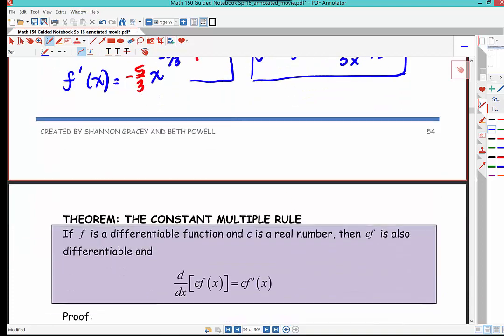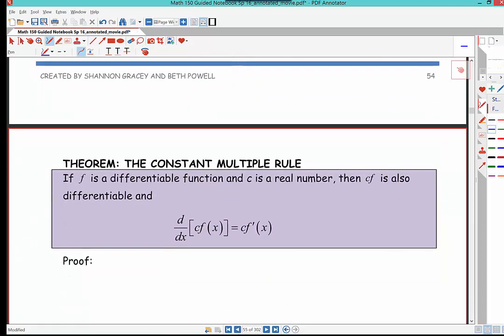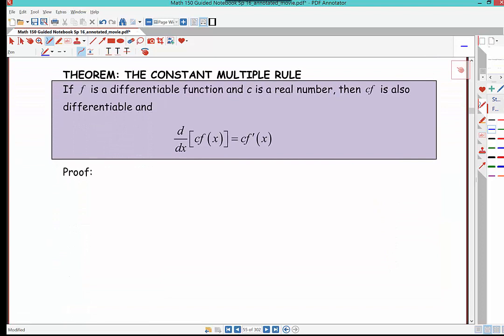Okay, so next up, we've got the constant multiple rule. It turns out when you're differentiating, the derivative with respect to x of a constant times a function of x is equivalent to the constant times the derivative with respect to x of f of x. So let's show the proof of this using our limit definition.